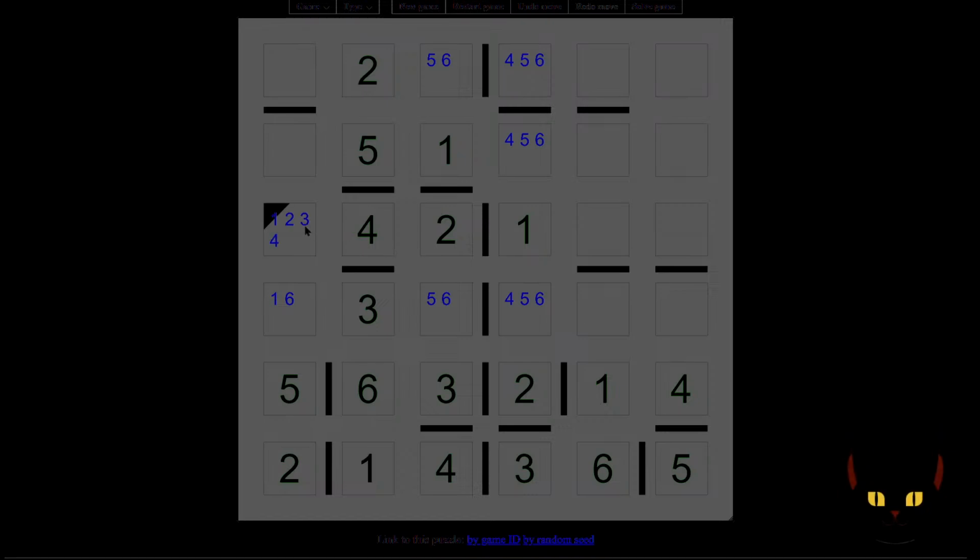Let's see what we have here. It's not a 1, it's not a 2, it's not a 4, it's not a 5. 3 is adjacent to 4, so it's not a 3. 6, which makes that a 1. 2, so then we have 4 left here. 3 is adjacent to 2, and 4 is adjacent to 5, so this is 3 and 4. 4 has been used, and this 5 has been used.